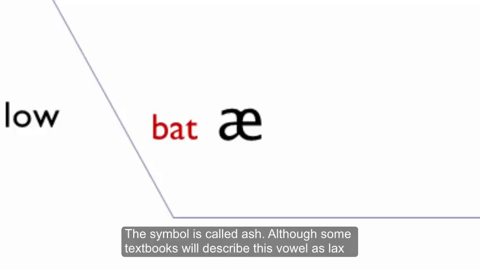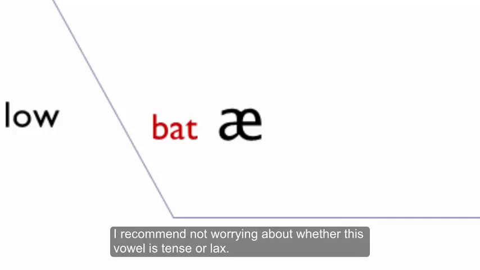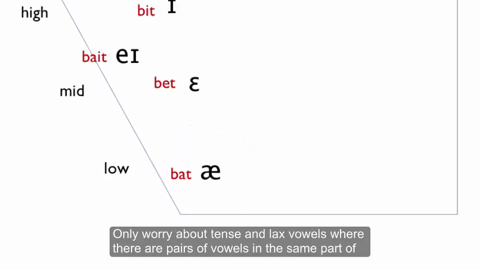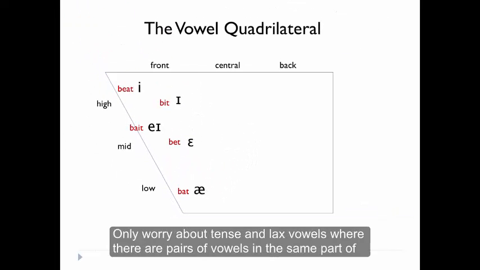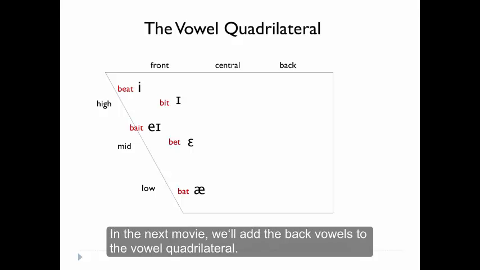Although some textbooks describe this vowel as lax, and other textbooks will describe it as tense, for this course, I recommend not worrying about whether this vowel is tense or lax. Only worry about tense and lax vowels where there are pairs of vowels in the same part of the vowel space. In the low front vowel space, there is only [æ]. In the next movie, we'll add the back vowels to the vowel quadrilateral.